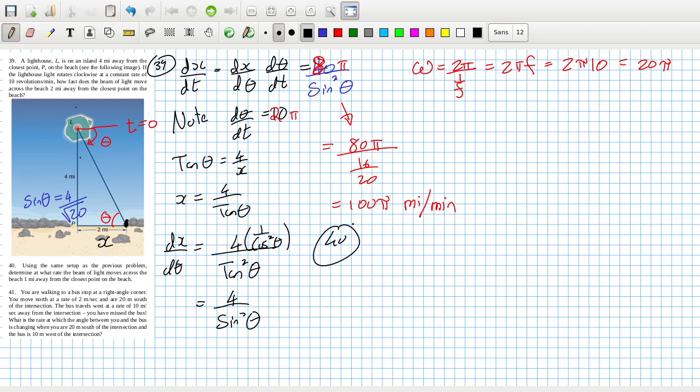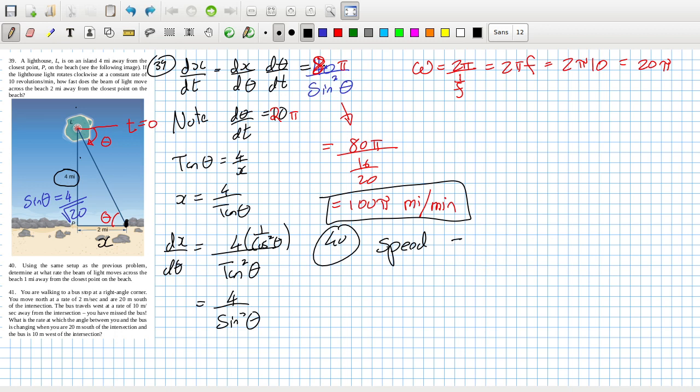40. Using the same setup as the previous problem, determine at what rate the beam of light moves across the beach 1 mile away from the closest point. Oh, use the same setup as the previous. So if that's just a 1, it would mean the speed would be 100 pi divided by 4, because it's smaller. Well, you know what?